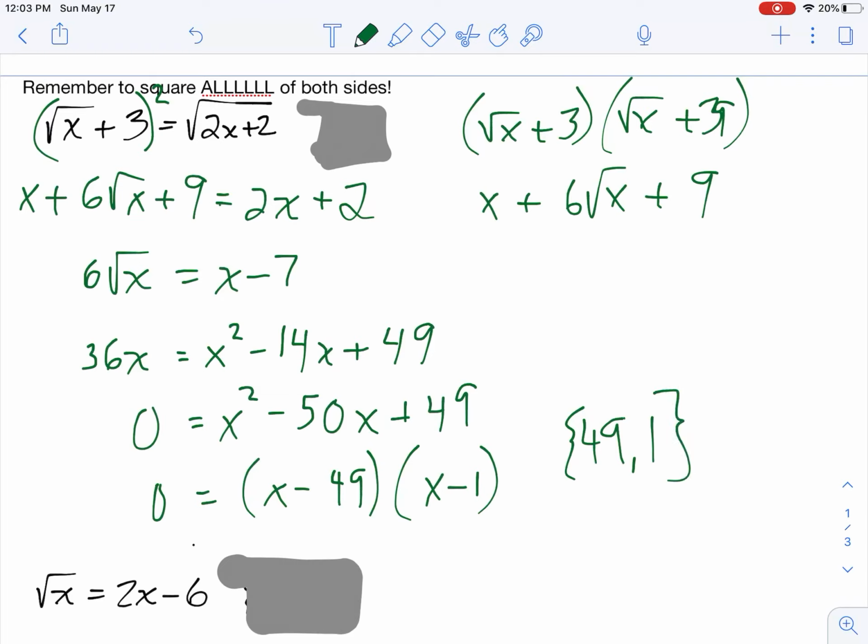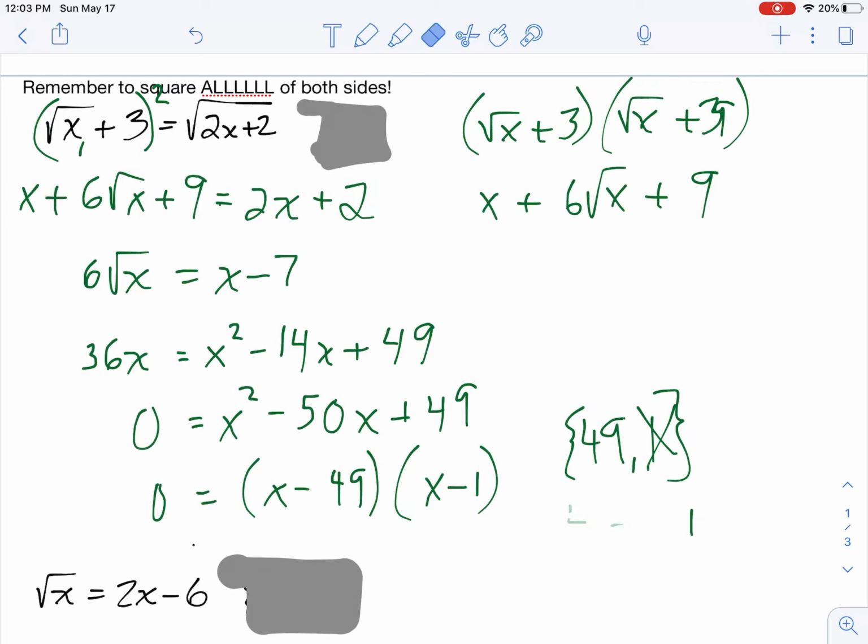Let me check those though. Let's put in 1 here. The square root of 1 is 1, so on the left side I'd get 4. And then the square root of 2 times 1 is 2, so then I'd have the square root of 2. Of square root of 4, and that's 2. 1 is not working.